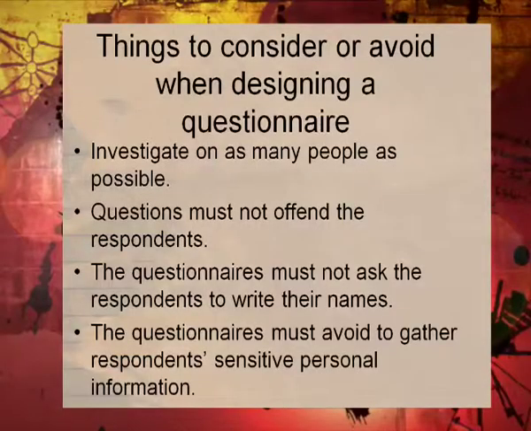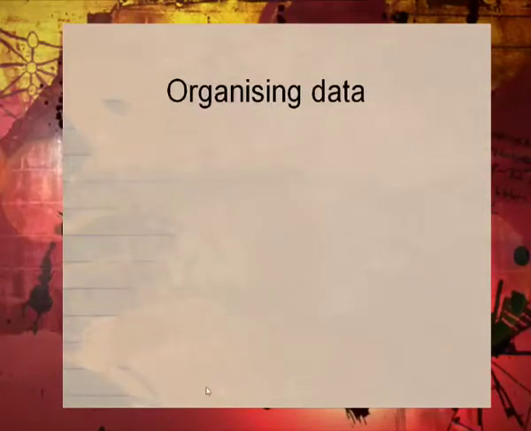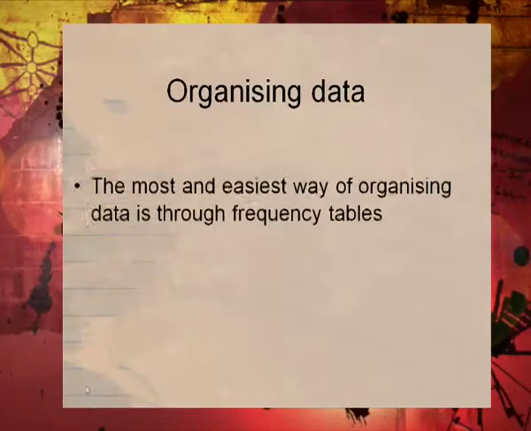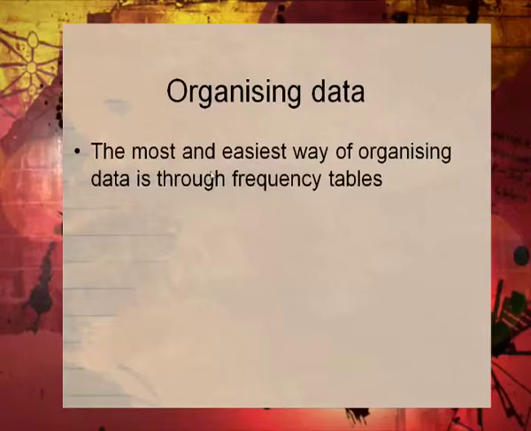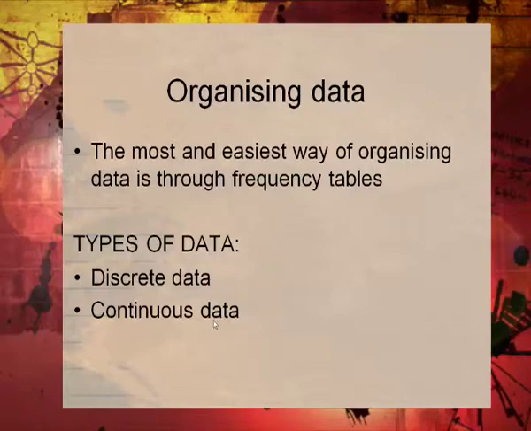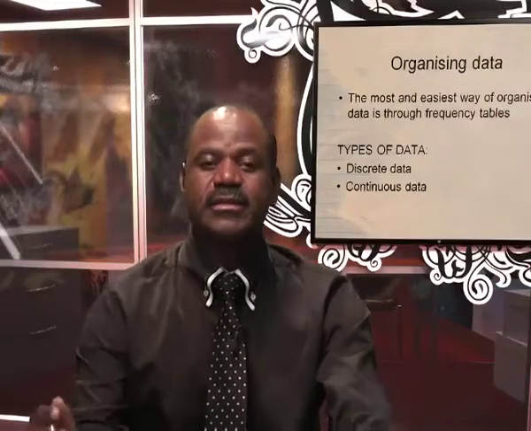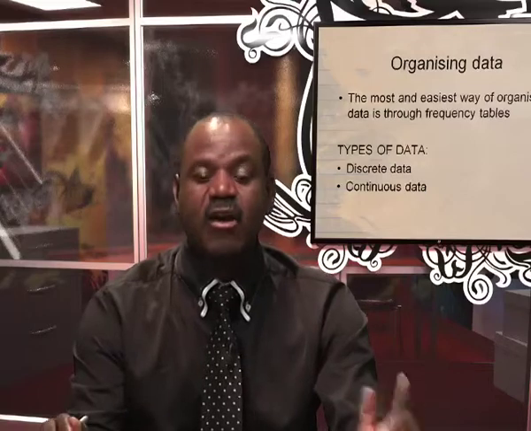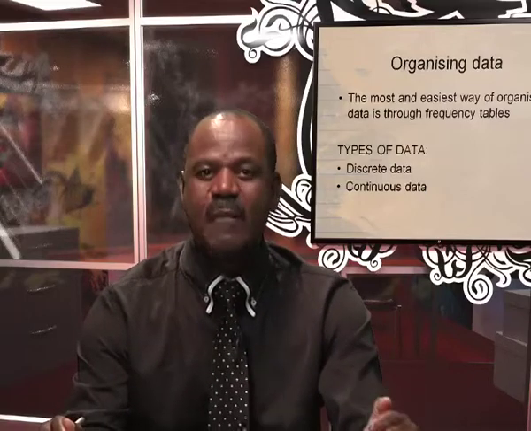Right. Now, we come into organizing data. To organize data, the easiest way of organizing data is through frequency tables. I will explain this later, what I mean by frequency table. Types of data. We have discrete data and continuous data. When you collect data, guys, you will find two types, discrete data or continuous data. I will talk more about what I mean by discrete and what I mean by continuous data. Here we go.